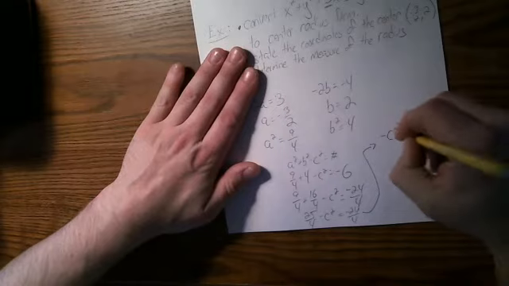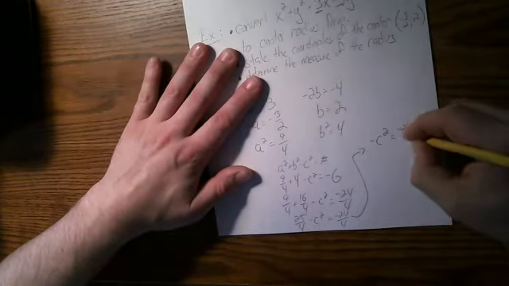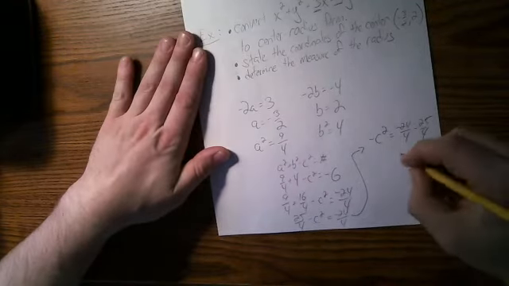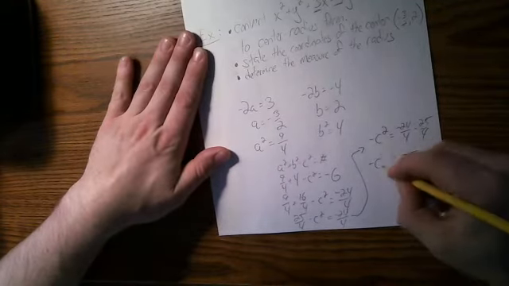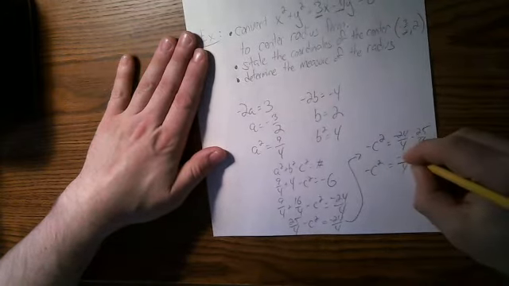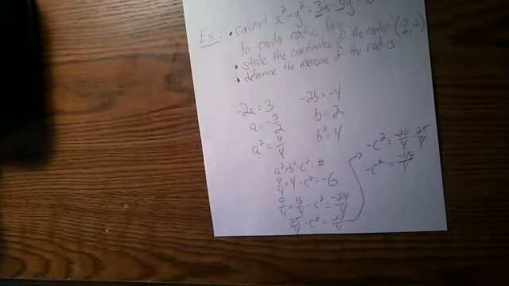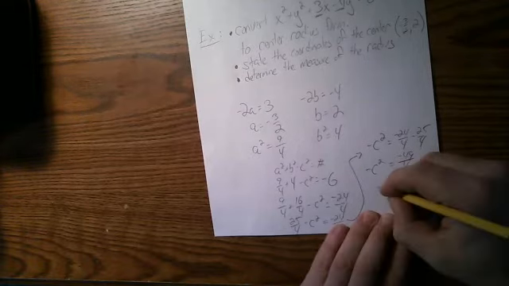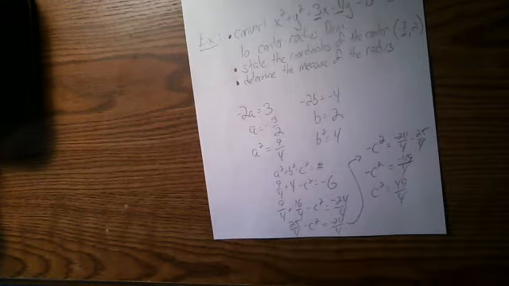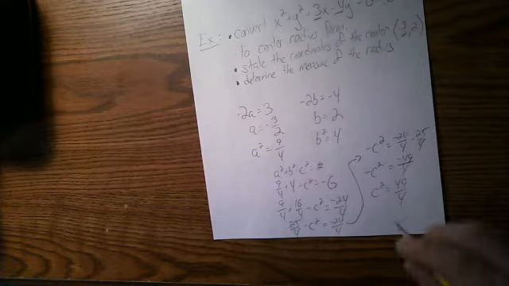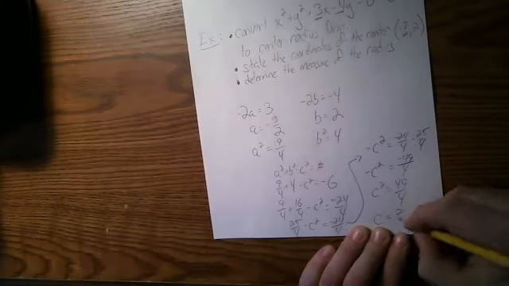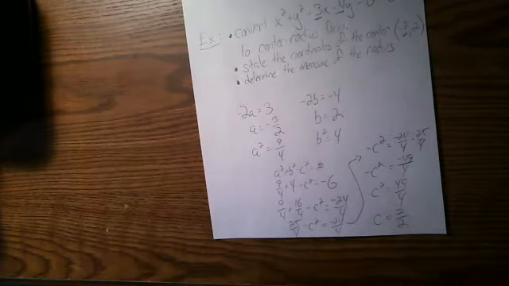So -c squared equals -24/4 minus 25/4. But we have a common denominator, so let's just write it once. And -24 minus 25 is -49. Let's divide both sides by -1. So c squared equals +49/4. Let's take the square root of both sides to get our radius. C is, radical 49 is 7, and radical 4 is 2.